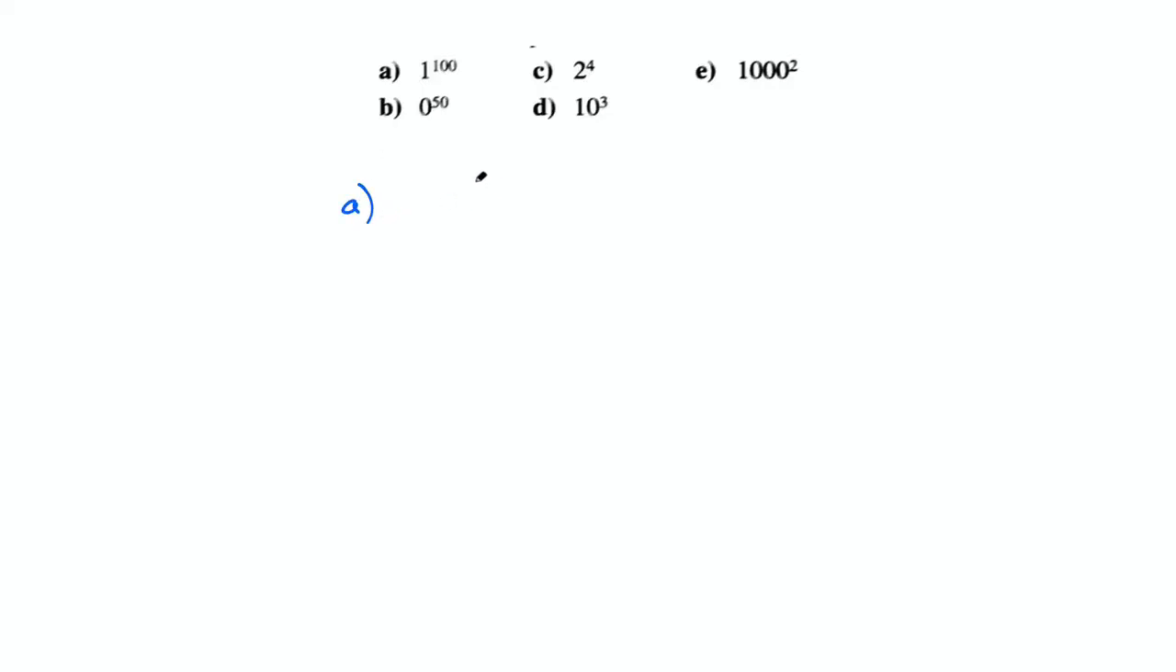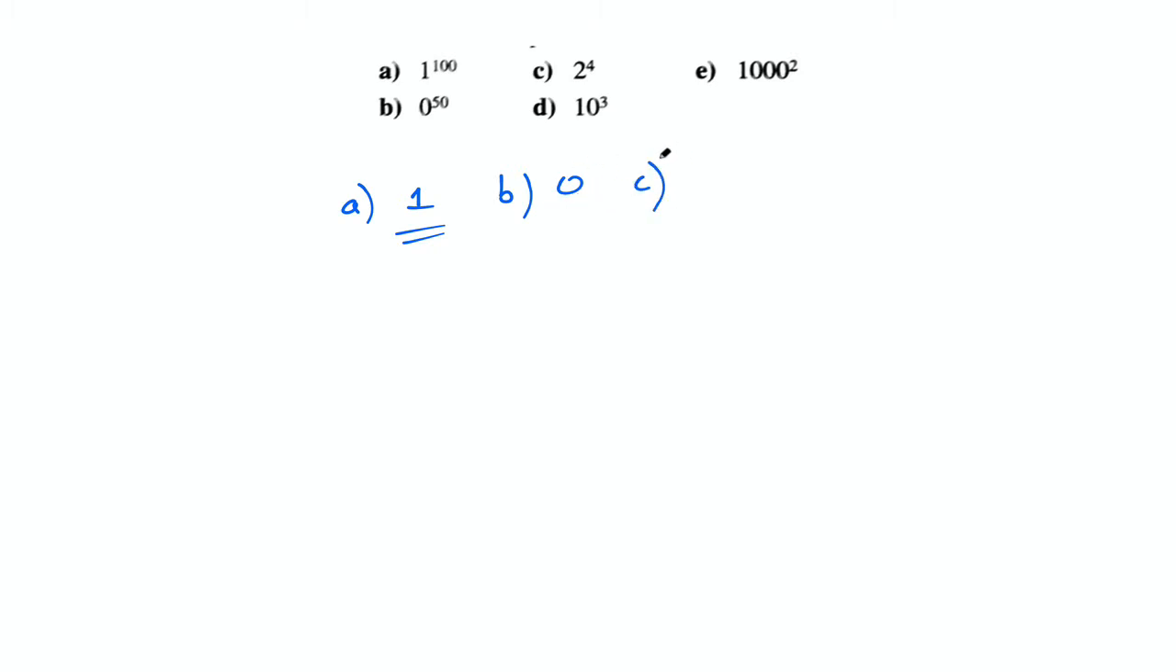For A, if I multiply 1 with 1, 100 times, we're going to end up with 1, right? Because multiplying 1 with 1 gives you 1. So if you have 100 ones multiplying together, you'll still end up getting 1. For B, 0 times any number is going to be equal to 0. So 0 times 0, 50 times, will still give us 0.